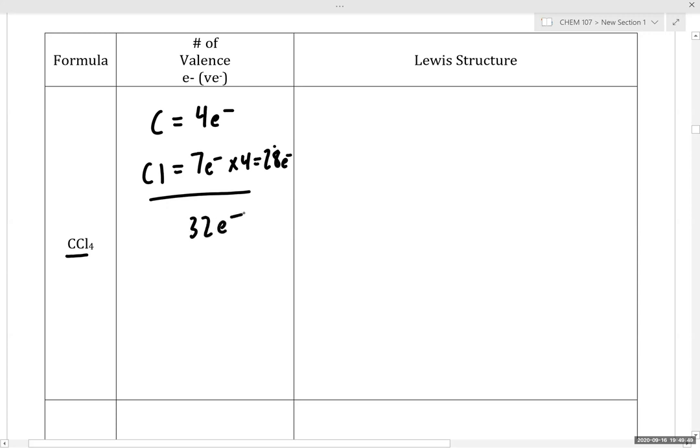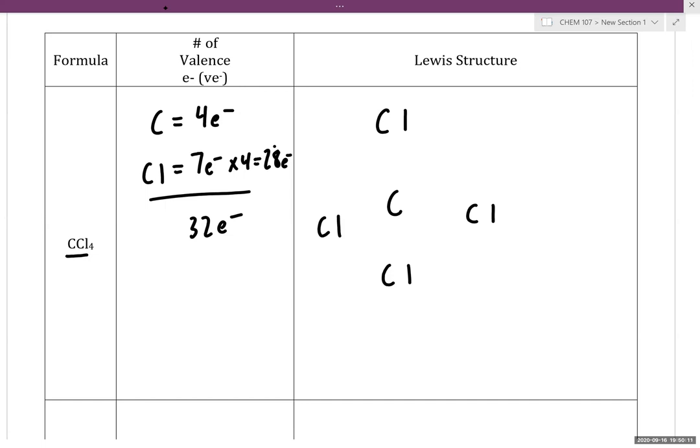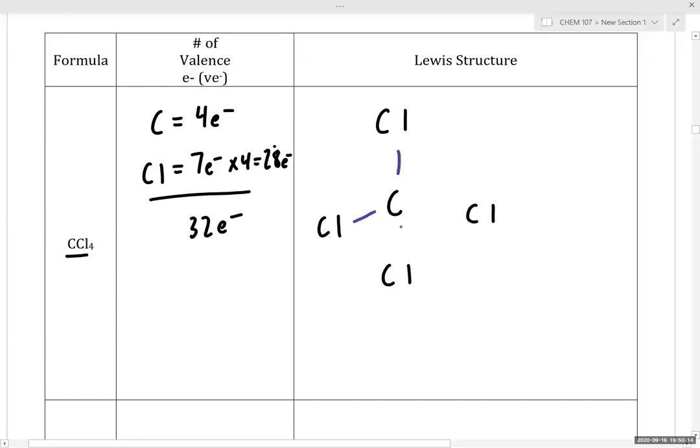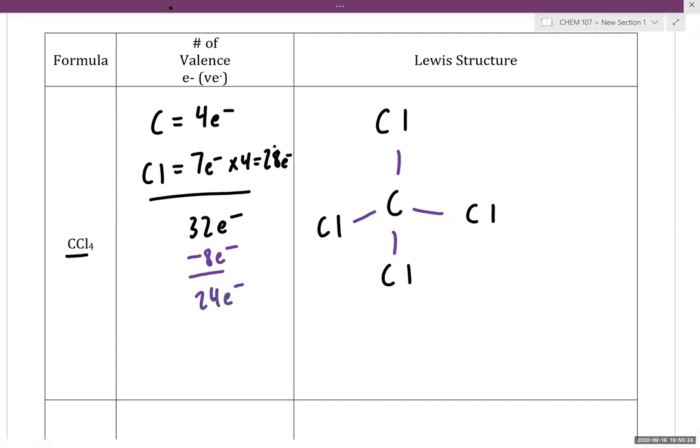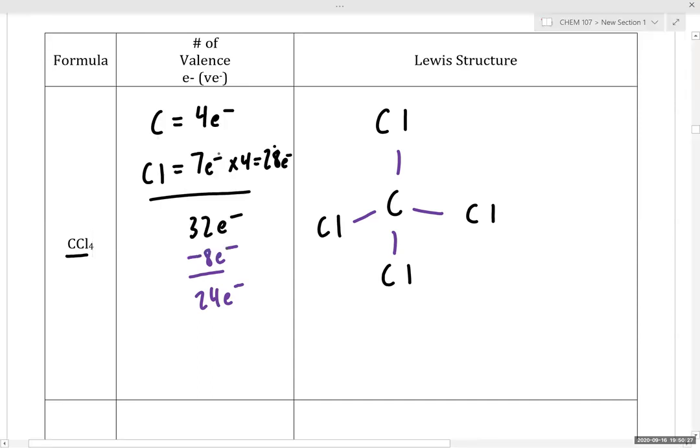Now, what atom do we put as our central atom? Carbon, yep. Then we surround our carbon with each of our other atoms. Only once we have our skeleton do we form 1 bond each. So we've used up 2, 4, 6, 8 electrons. That gives us 24 electrons remaining. Now what do we do?